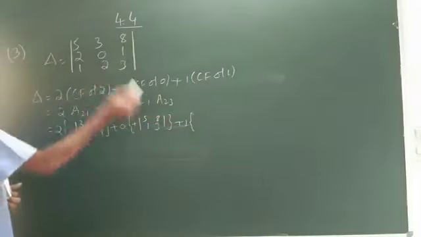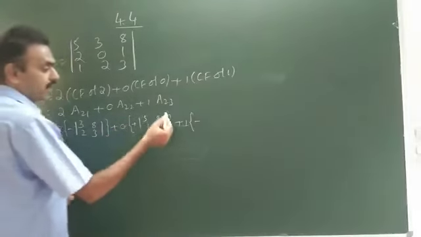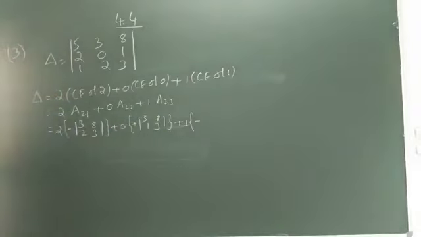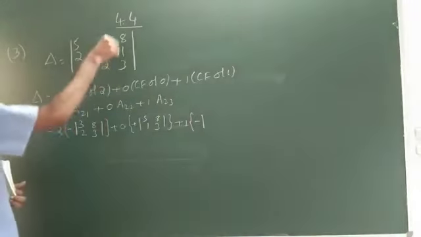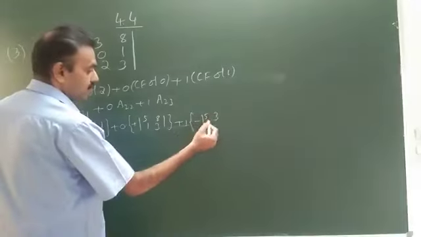So you want cofactor of 1. What is the sign? Sign is minus because 2 plus 3 is 5. Minus 1 power odd number is minus. So you leave the second row and third column. It is 5, 3, 1, 2.